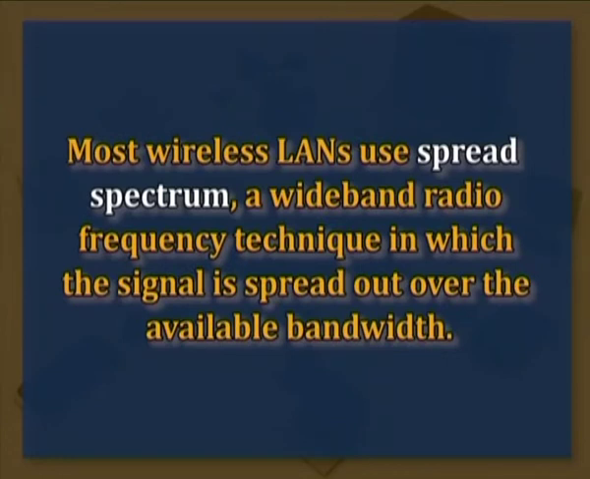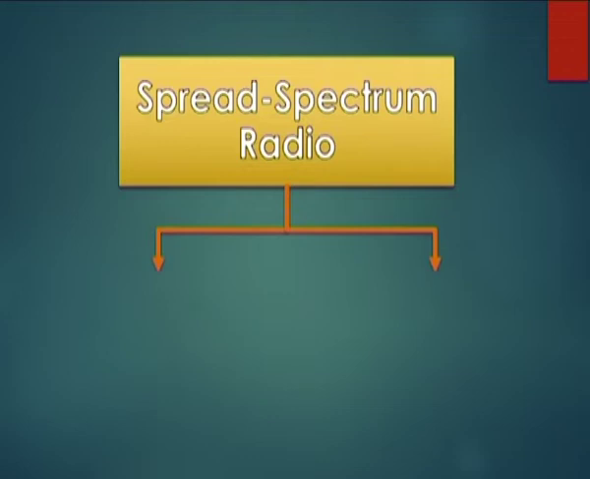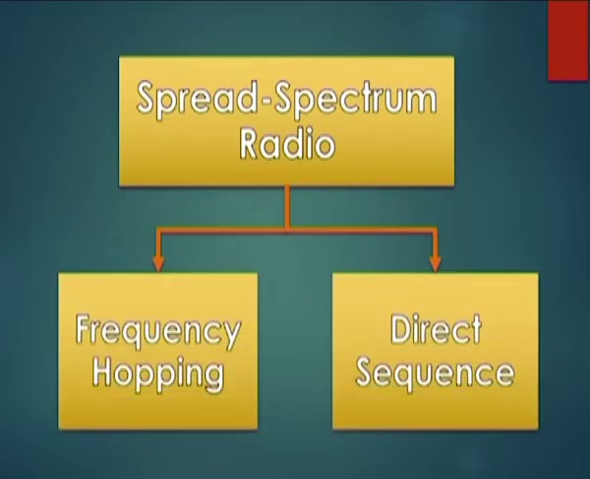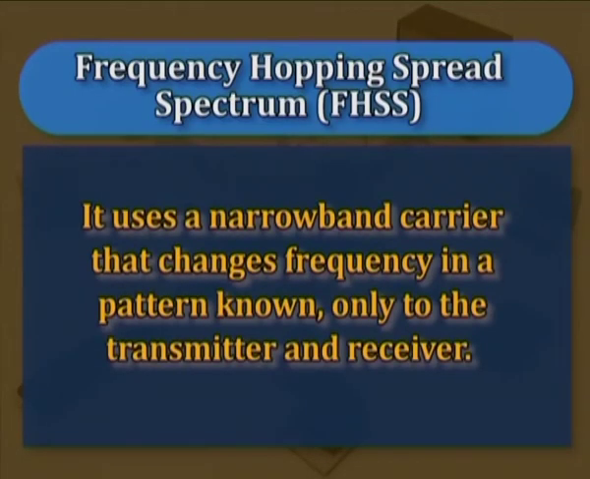There are several technologies to choose from while selecting a wireless LAN solution, each with advantages and limitations. Most wireless LANs use spread spectrum, a wideband radio frequency technique in which the signal is spread out over the available bandwidth. There are two types of spread spectrum. First is frequency hopping and second direct sequence. Frequency hopping spread spectrum, FHSS, uses a narrow band carrier that changes frequency in a pattern known only to the transmitter and receiver.